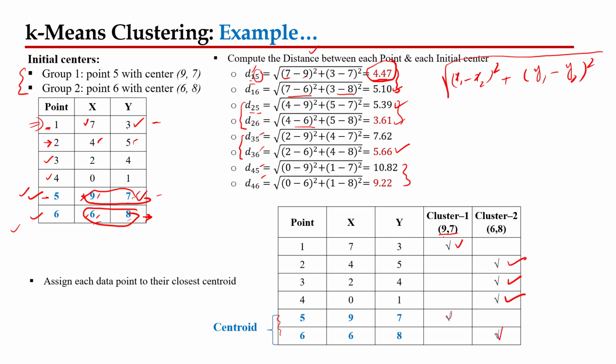Now, in the next iteration, we are going to find the new center points. This was the first iteration center point which we initially assumed. Now we are going to find the new center points. So how can we do that? For cluster number 1, the center point is going to be the average of these two data points. Similarly, cluster 2's center point is going to be the average of these four data points.